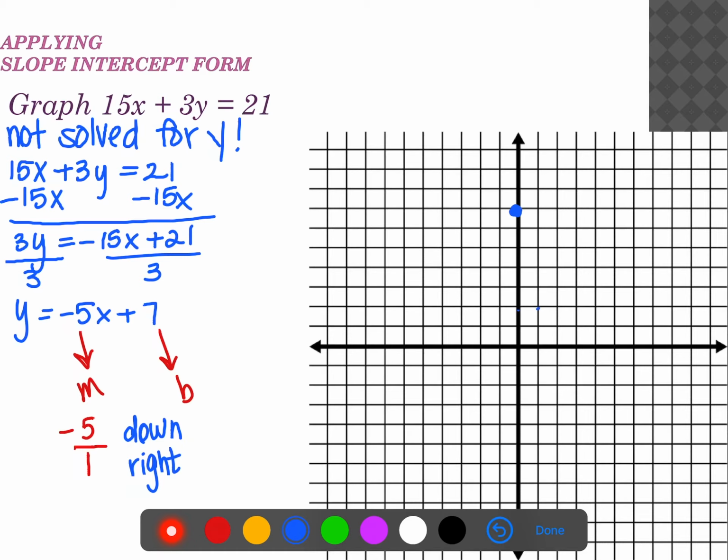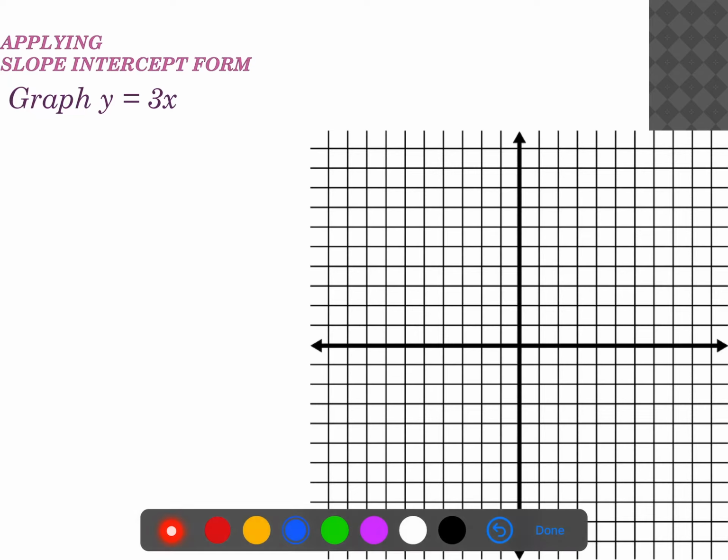So down 5 and to the right 1. Down 5 and to the right 1. Okay, I have enough points here. Use your straight edge, okay, and connect with arrows on the end. Okay, so this was another example of slope-intercept form, but this time we had to solve for y before we began.